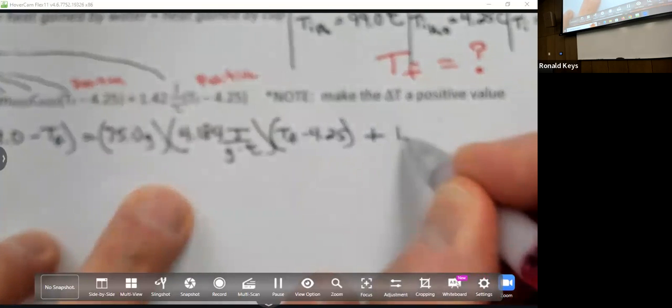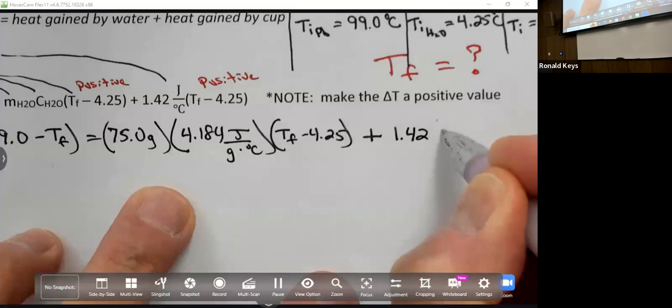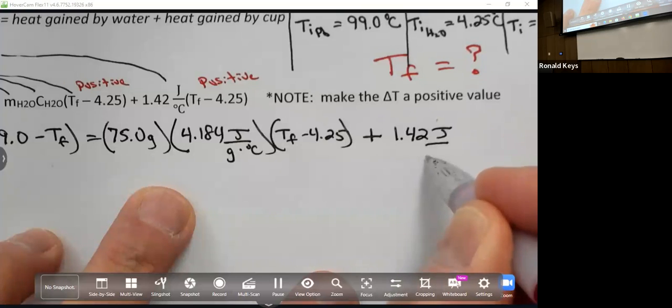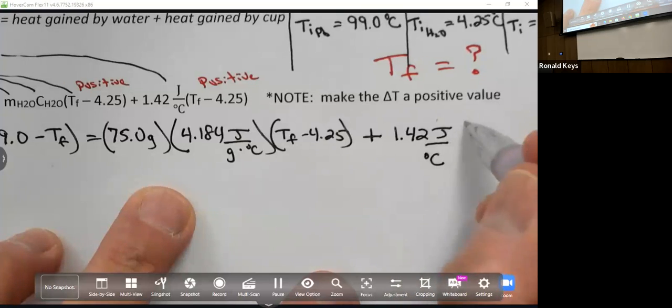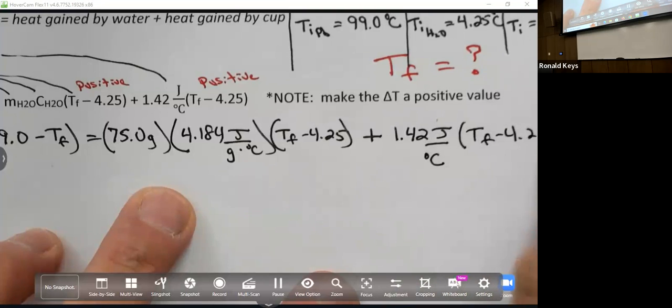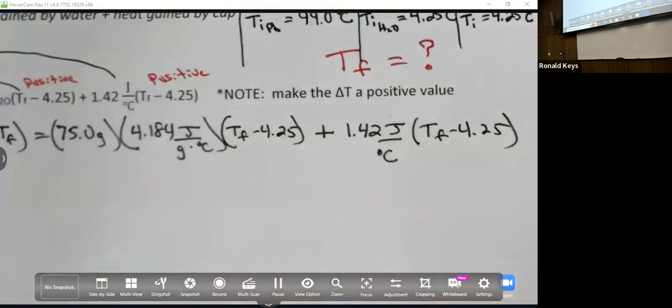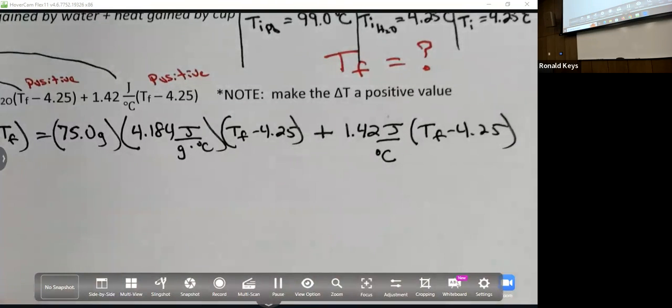It's 1.42 joules per degree Celsius times T final minus 4.25. So T final shows up in 3 places here. So now it's just cranking it through, right?